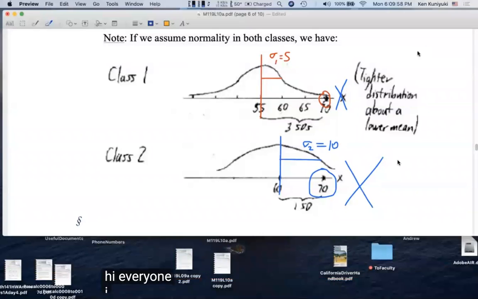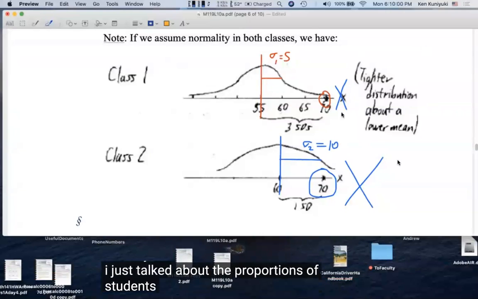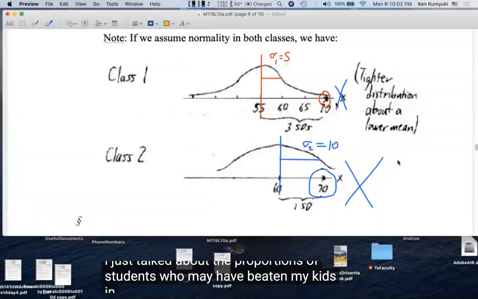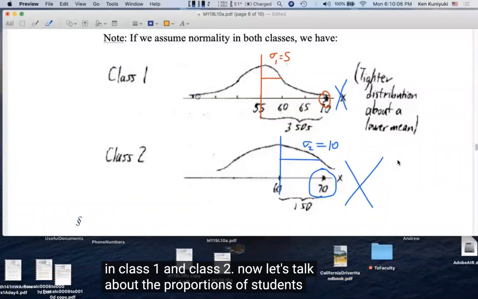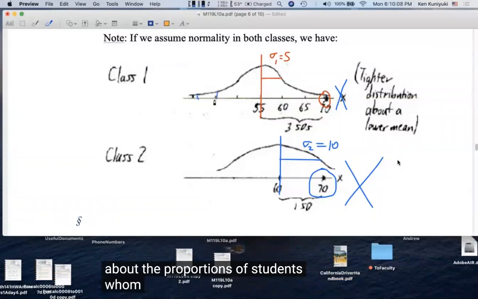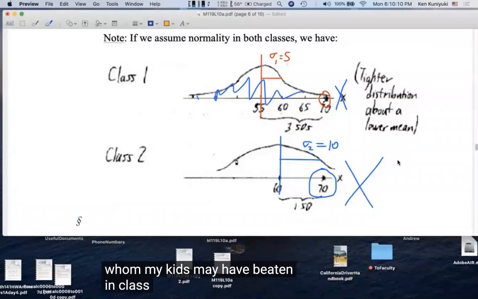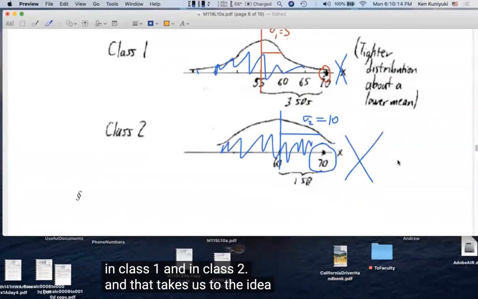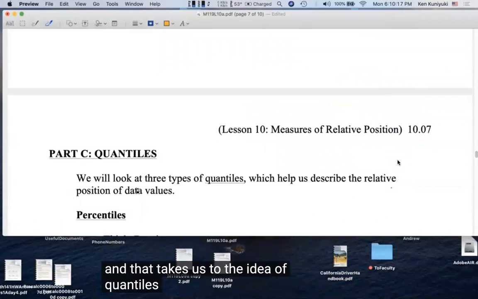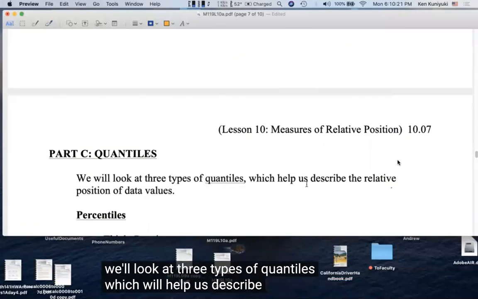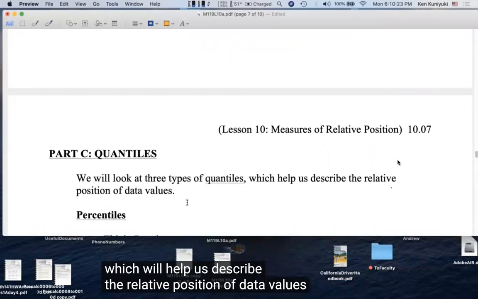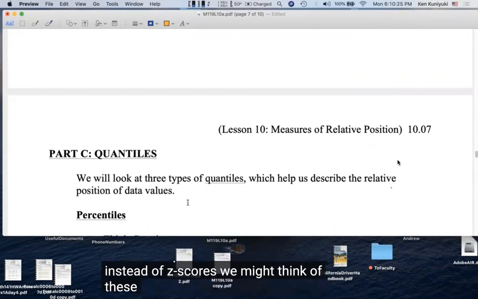Hi, everyone. I just talked about the proportions of students who may have beaten my kids in class 1 and class 2. Now, let's talk about the proportions of students whom my kids may have beaten in class 1 and in class 2. And that takes us to the idea of quantiles. We'll look at 3 types of quantiles, which will help us describe the relative position of data values. So instead of Z-scores, we might think of these quantiles.